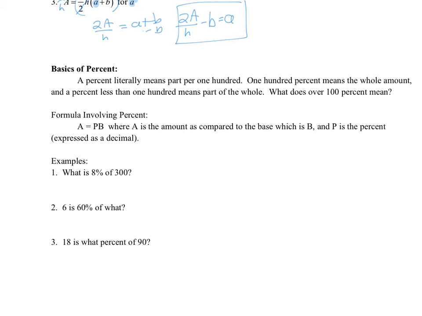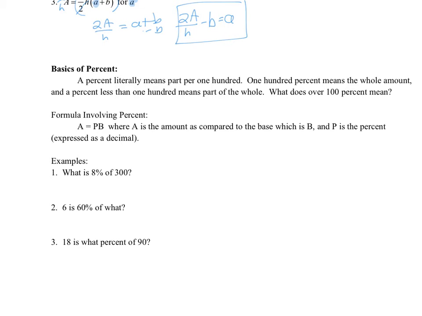All right. Formula involving percent. A is equal to PB, where A is the amount as compared to the base, which is B, and P is the percent. So what does that mean? All this is saying is A is P% of B.